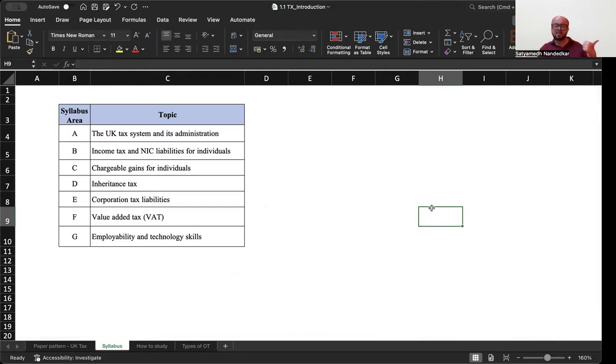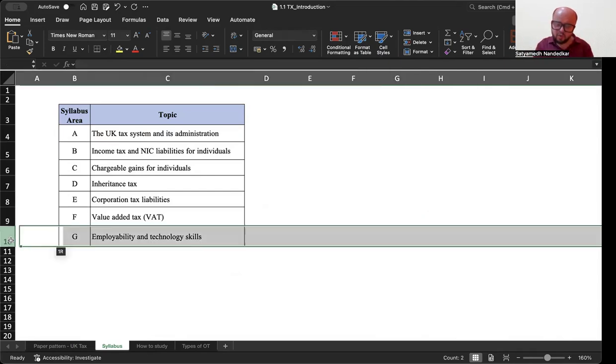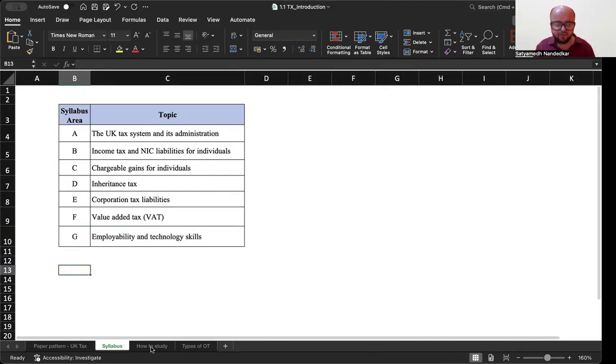The first thing we'll be discussing is the UK tax system and its administration. Then we'll talk about income tax and NIC for individuals. Then we'll calculate capital gains, then inheritance tax, then corporate tax and value added tax at the end. The last unit is basically mentioned as employability and technology skills. And this is how to navigate your computer screens in the exam and all of that. This is not something which is tax oriented. This is just a way of dealing with the examination situation. So don't consider G as a separate subpart, but A, B, C, D, E, F, these are six syllabus areas that we'll have to focus on.